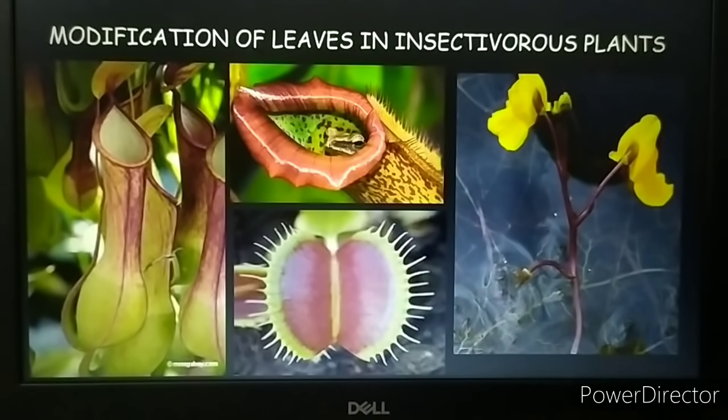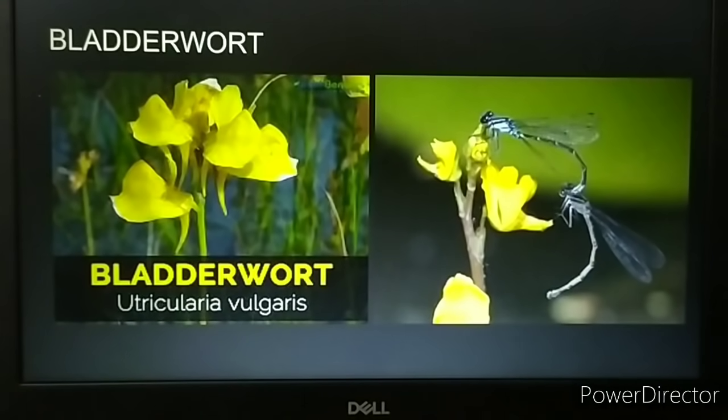So insectivorous plants are generally present in areas where soil is not rich in nutrition. Thus, these plants get their food by digesting insects caught in a trap formed by the modified leaves. So let's discuss the first insectivorous plant, that is bladderwort. In this plant, leaves are highly segmented, that is, divided into parts.